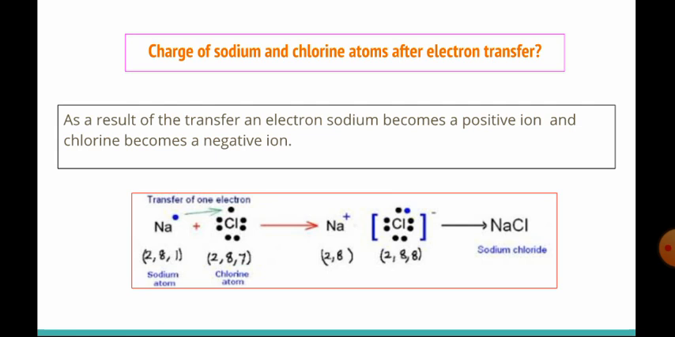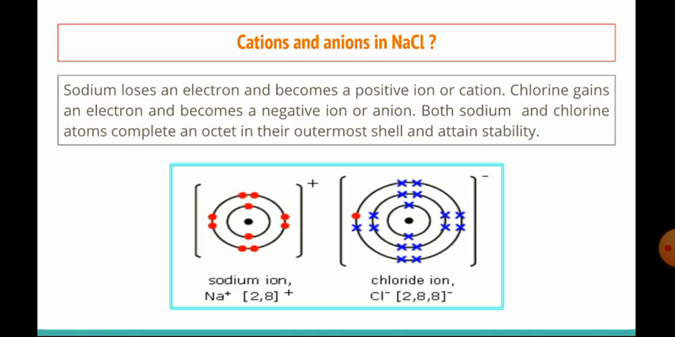Now what about the charge of sodium and chlorine atoms after the electron transfer? As a result of the transfer of an electron, sodium becomes a positive ion and chlorine becomes a negative ion. It is clear from the diagram. Sodium loses an electron and becomes a positive ion or cation. Chlorine gains an electron and becomes a negative ion or anion. Both sodium and chlorine atoms complete an octet in their outermost shell and attain stability as shown below.